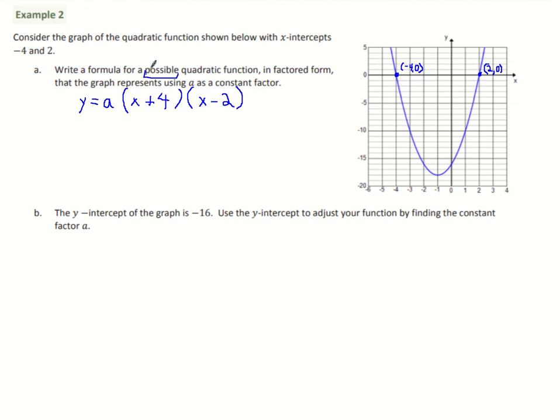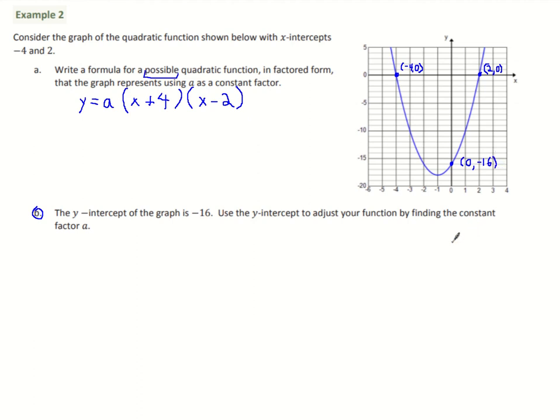Now, again, the reason that this was a possible quadratic function is because we've only talked about 2 different points. Now we can add in a third point. The third point that they tell us about is going to be our y-intercept of our graph, -16. So our y-intercept is right down here at 0, -16.